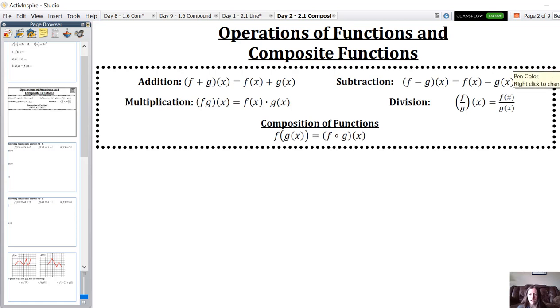Now that we have a decent understanding of functions, we're going to start to use them in different operations and something called a composite function. So those operations are addition, subtraction, multiplication, and division, and then we have this composition of functions.